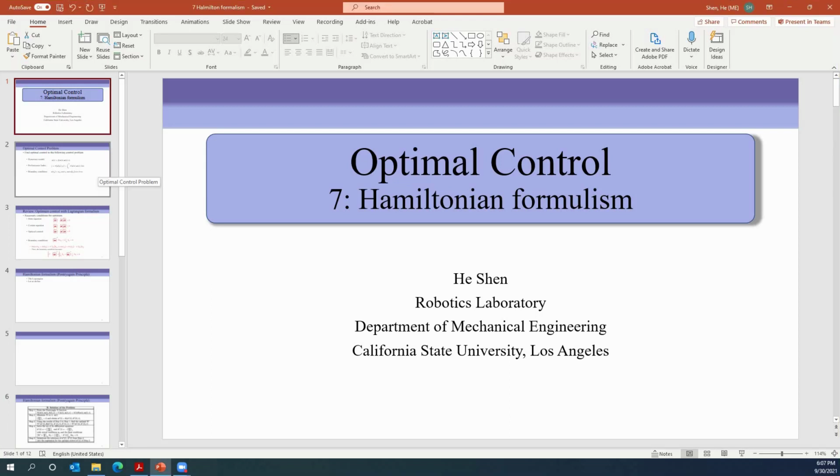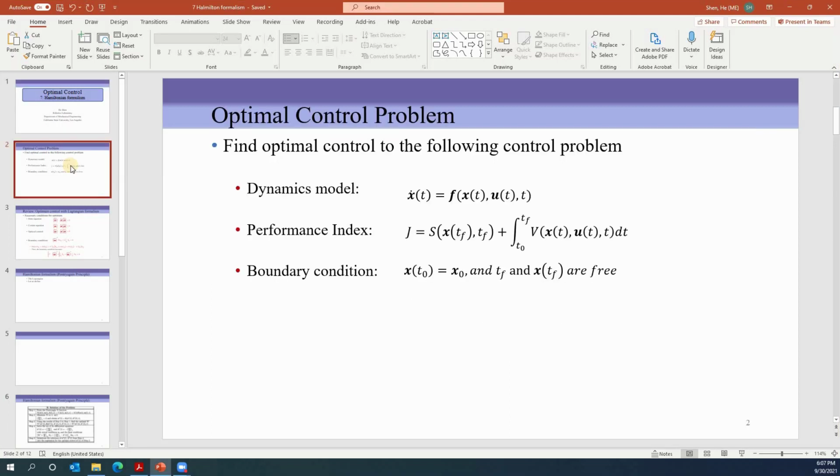Let's have a quick review about what we have learned. What is the control problem that we have been dealing with? The control problem includes 3 elements. A dynamic model, which describes how the system works. Normally it's described by using a differential equation.